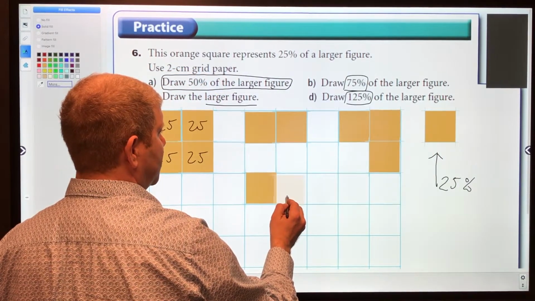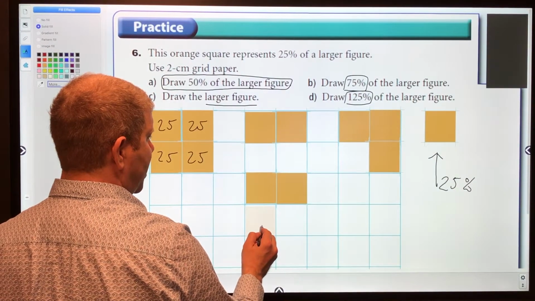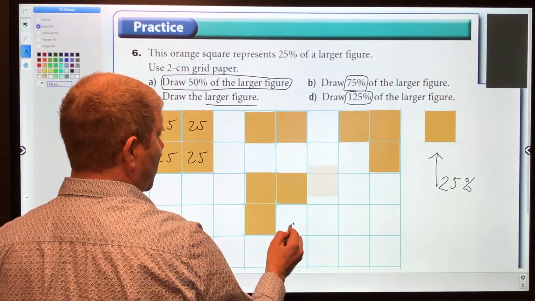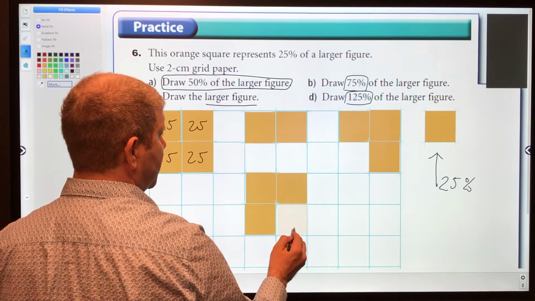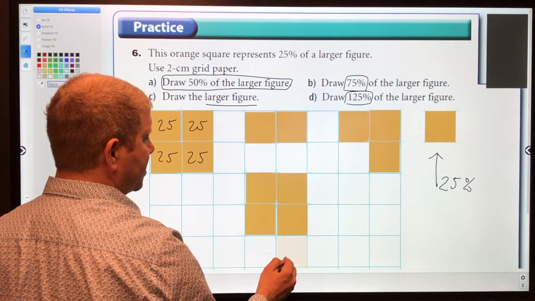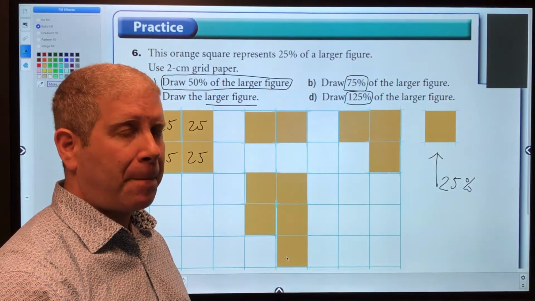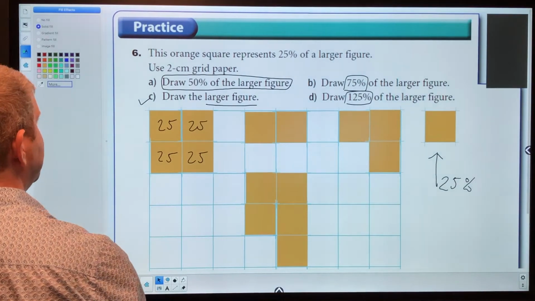So 2, that's 50%. 75%. 100%. And one more, 125%. Okay, that's question number 6. Let's move on to question number 7.